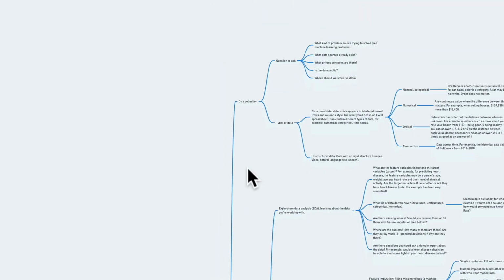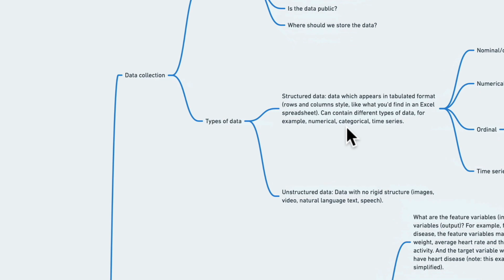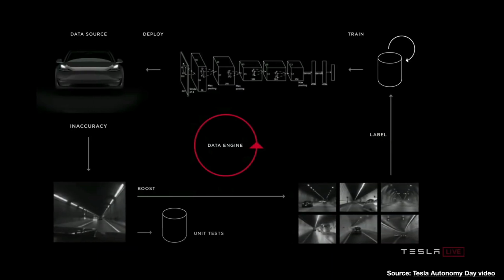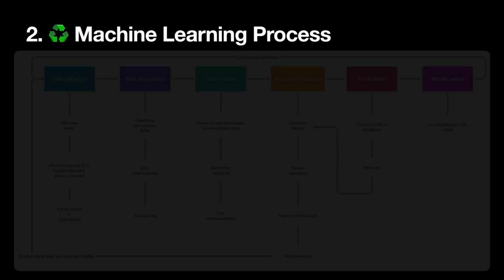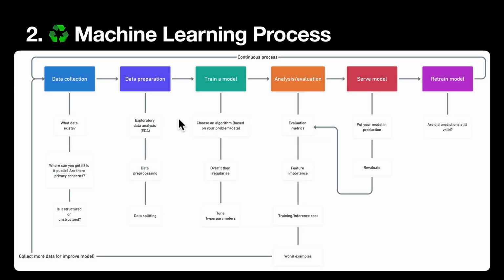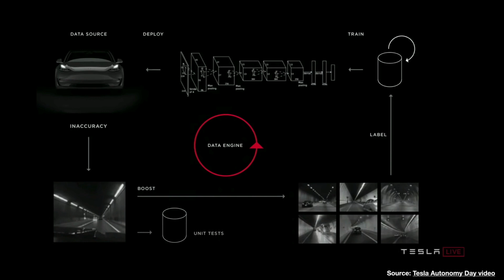Now we come back. Now, we've looked at data collection. Let's have a concrete example, because we don't just want to be jumping through all these little tentacles here. We come back to our Tesla data collection and model training little data engine here. Now, how might this fit in to this machine learning process? We've got data collection, preparation, train a model, analysis, evaluation, serve model, retrain. How might this fit in?